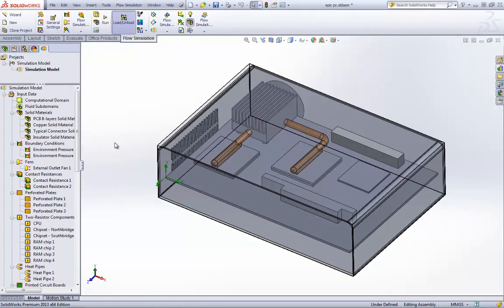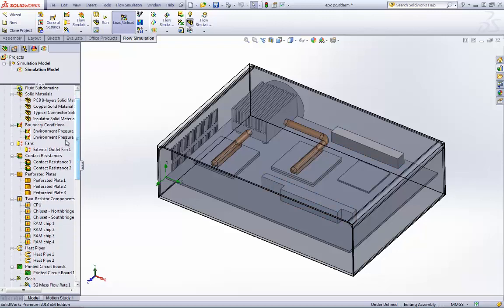It's set up in a very similar fashion to every other flow simulation, where you specify, especially when you're dealing with heat conduction in solids, the materials. In this case, the big PCB board is just a standard 8-layer PCB. The heat sink is copper, and the case is an insulator, and these are just a custom material.